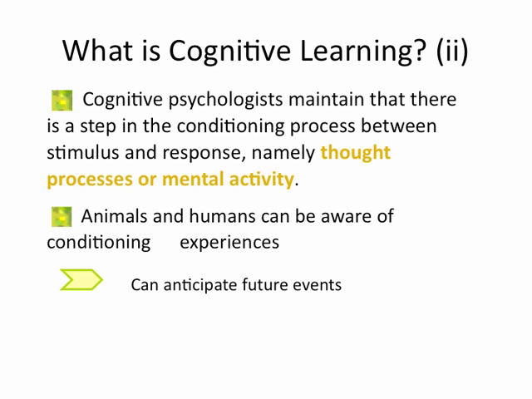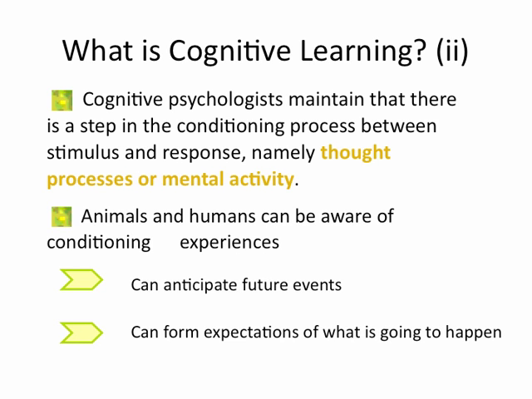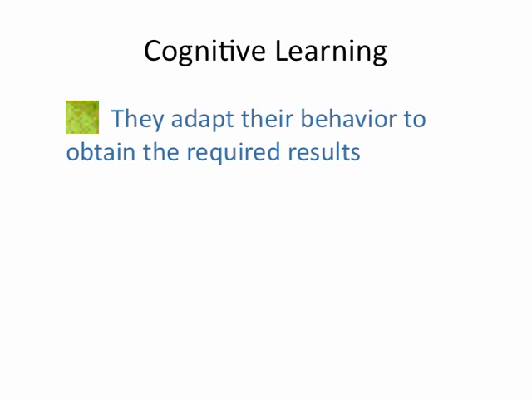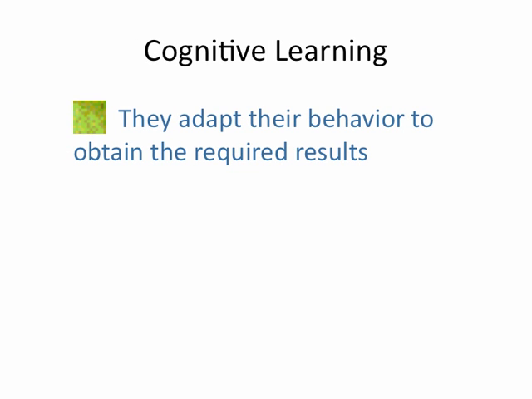Okay? What happens is that humans, because we have the thinking ability, we can predict future events and we can form expectations about what's going to happen. This reaffirms the conditioning aspect. So cognitive learning, they adapt their behavior to obtain the required results.